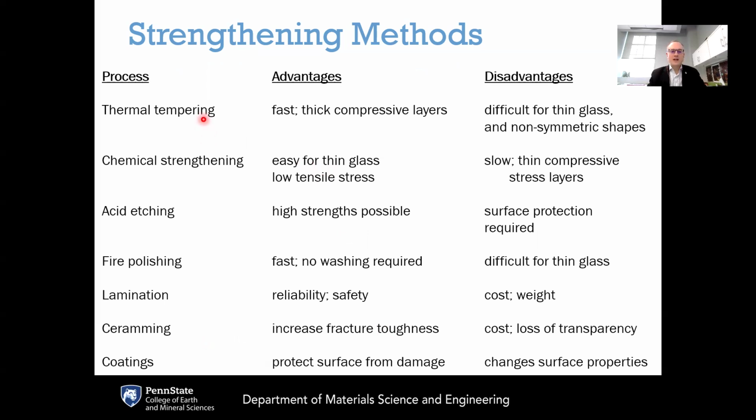This involves taking a sheet of glass and applying a particular thermal history such that there is a thermal history mismatch between the interior of the glass and the surface of the glass, and that creates a compressive stress layer in the surface of the glass. Advantages are that this is a relatively fast method, and it results in relatively thick compressive layers, so it provides a pretty good enhancement in the practical strength of the glass.